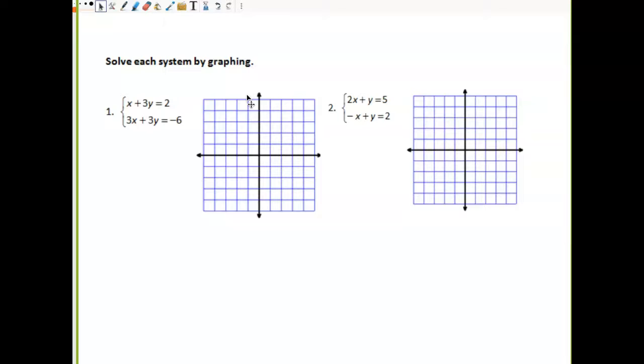And in order to do that, we're going to start by looking at examples. So in example number 1, you have two equations. What we want to do to start is set both of those equations equal to y. So solve for equation 1 by solving for y.